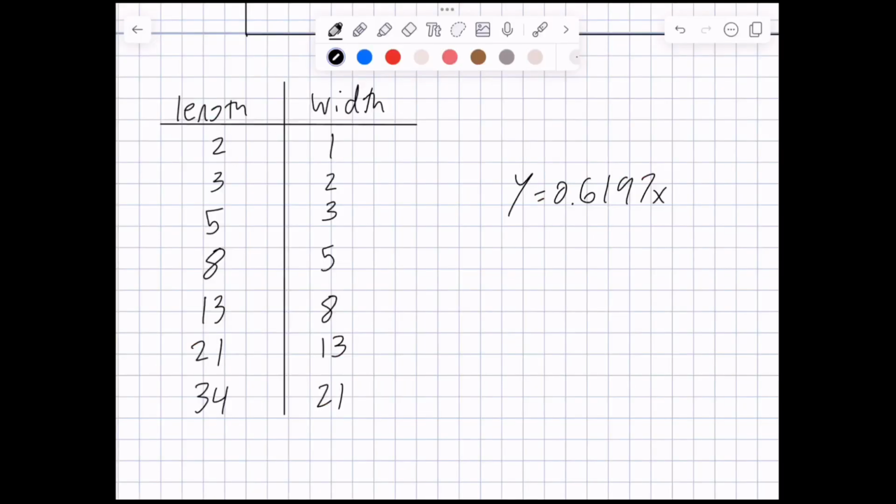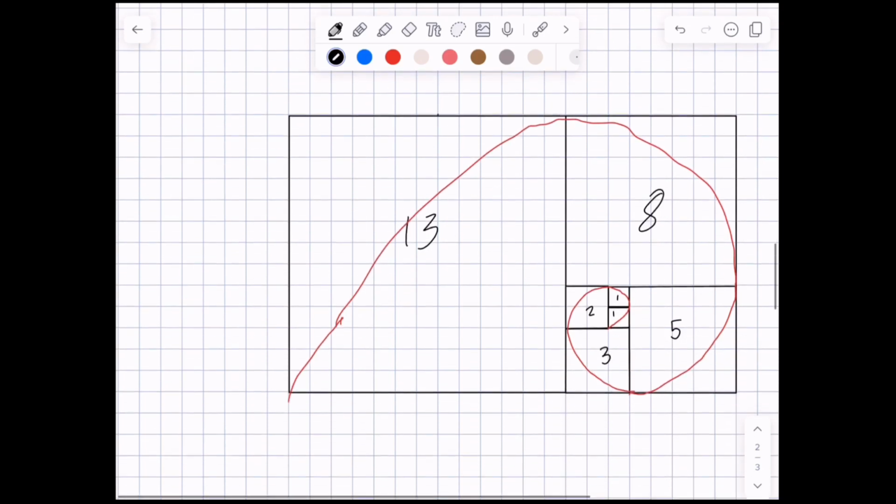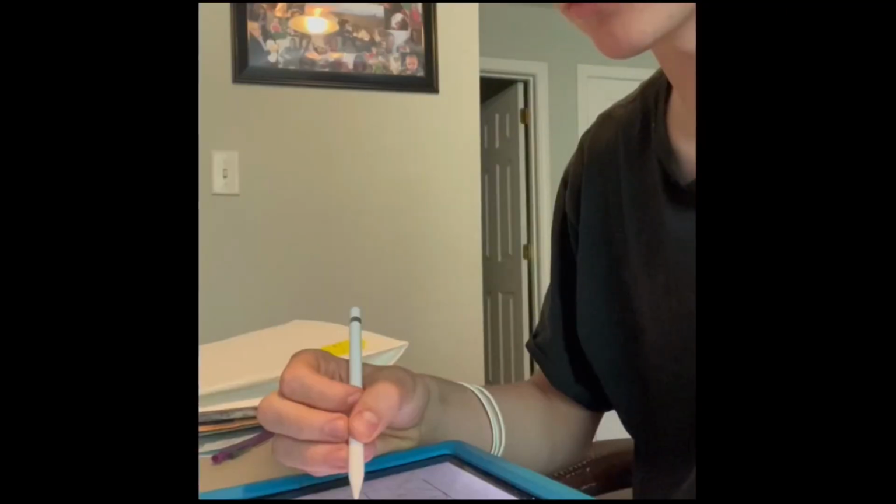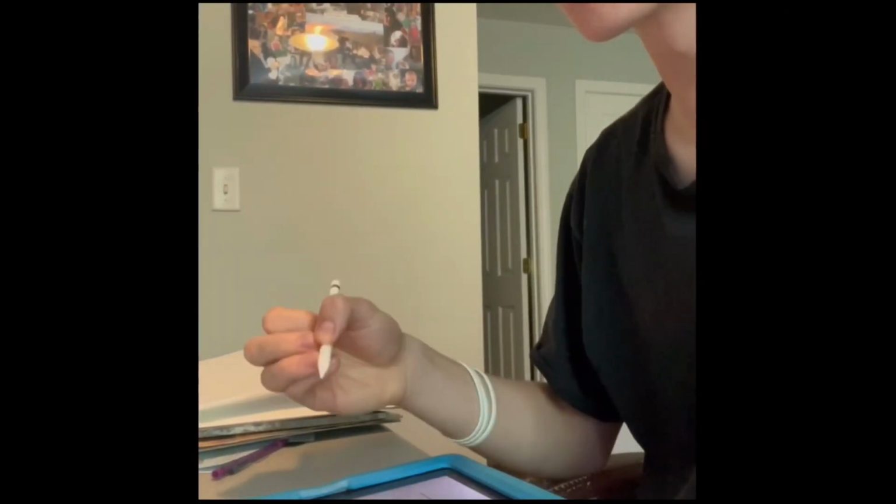We can see these rectangles as an interesting example of the Fibonacci sequence. If we go back to this picture, we can see that you can draw a cool spiral. Hey, wait, this spiral looks kind of familiar. I know where I've seen this spiral before.